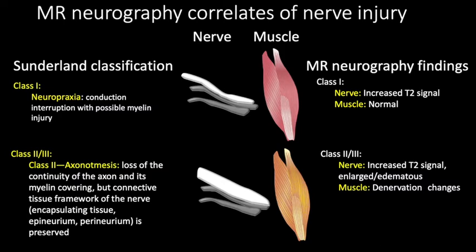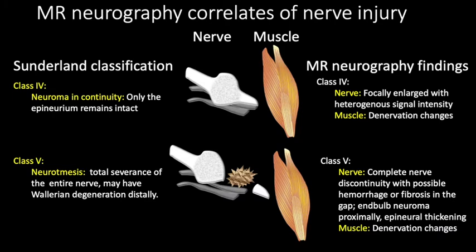For class 2 and 3 injuries, there is loss of the continuity of the axon, but the covering, the perineurium, the epineurium, is preserved. I think of this kind of like a dissection in the arteries. There is interruption of the important endothelium or inner part, but there still is the media and interstitium around it. So for this, you'll see, again, the T2 signal, and you may see enlargement, similar to what you may see in a dissection in a vessel, and you'll also see denervation changes in the muscle.